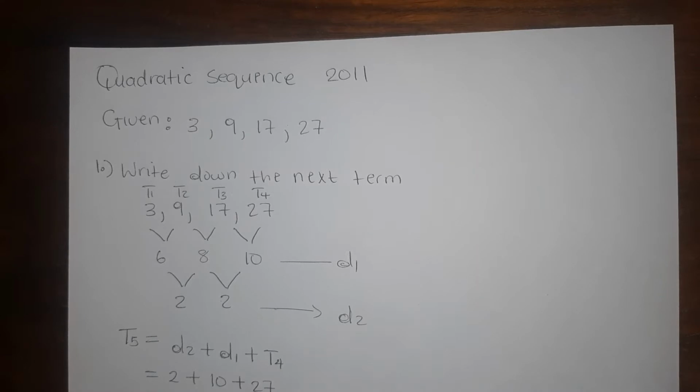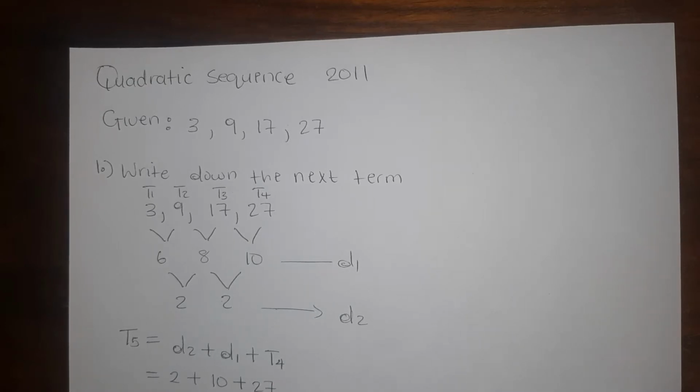In front of us we are given the sequence of 3, 9, 17 and 27. So question number 1 says write down the next term. So 3 is our T1, 9 is our T2, 17 is our T3, and 27 is our T4.